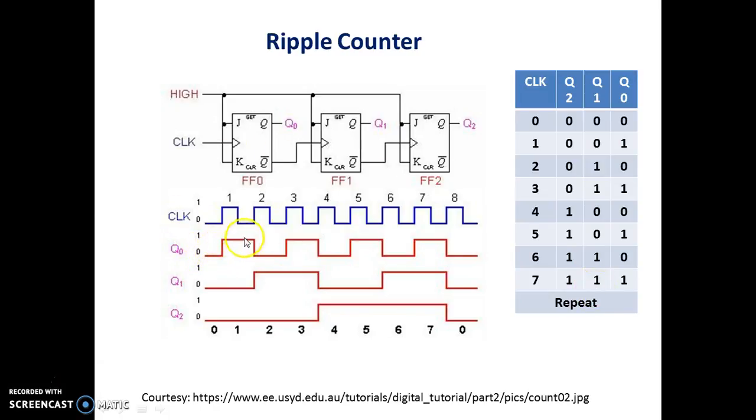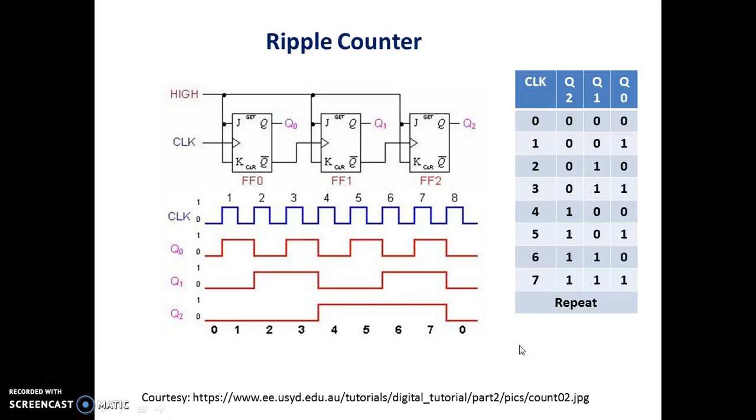Now Q0 is changing continuously after each clock pulse. Q1 changes after 2 pulses, and the MSB Q2 changes after 4 pulses, and it generates a number sequence like 0 1 2 3 4 5 6 7 and repeat. So it is a mod 8 ripple counter using 3 bits.